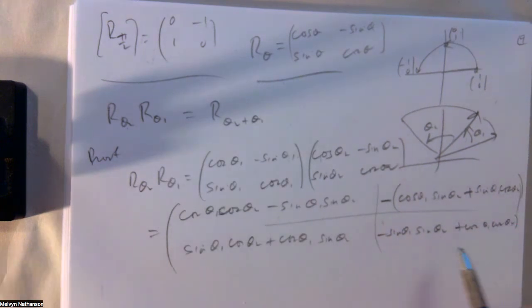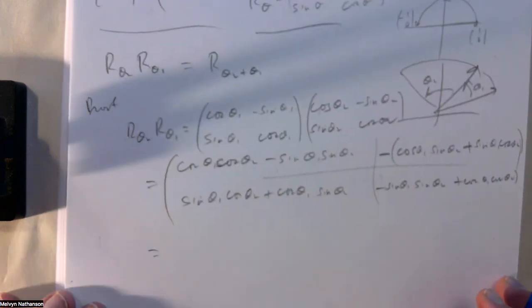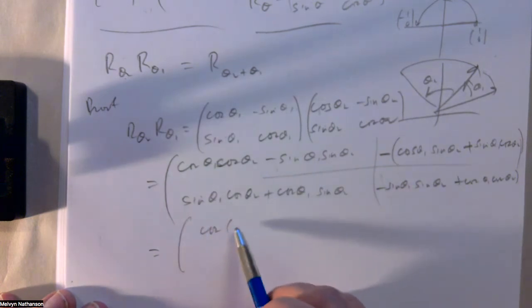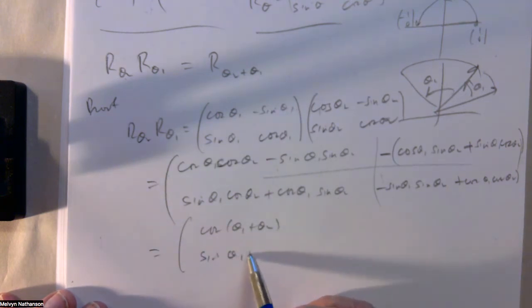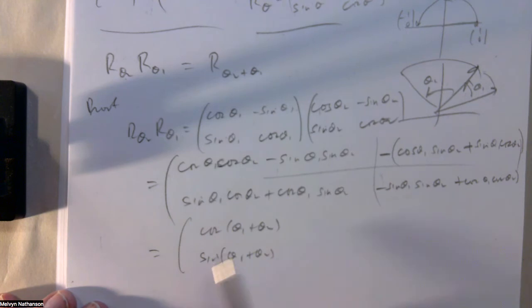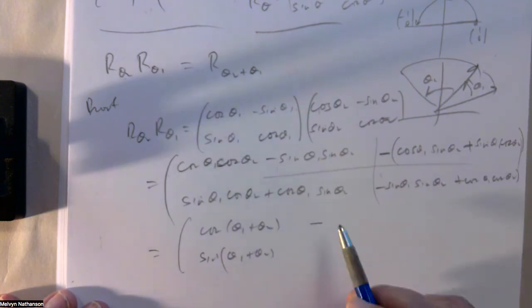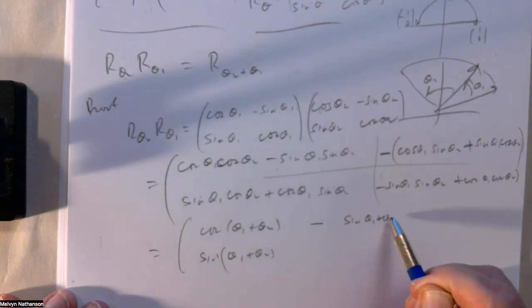And now you have to remember the addition formulas for the sine and the cosine. This is exactly the cosine of theta 1 plus theta 2, and this is exactly the sine of theta 1 plus theta 2. And this is exactly minus the sine of theta 1 plus theta 2.